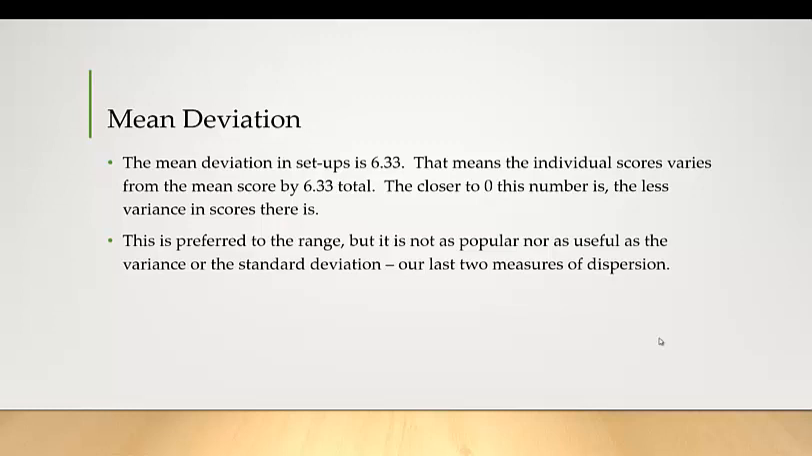So if our mean deviation were 1, that would mean that on average, every individual score was either 1 above or below the mean. In other words, they were crunched closer together. If our mean score was 12.33, the further apart they're spread, that means there's more variance. And by variance, we're talking about that difference in the distance to the average score.